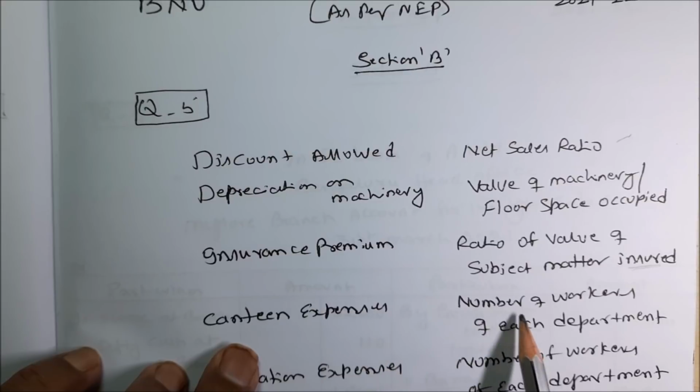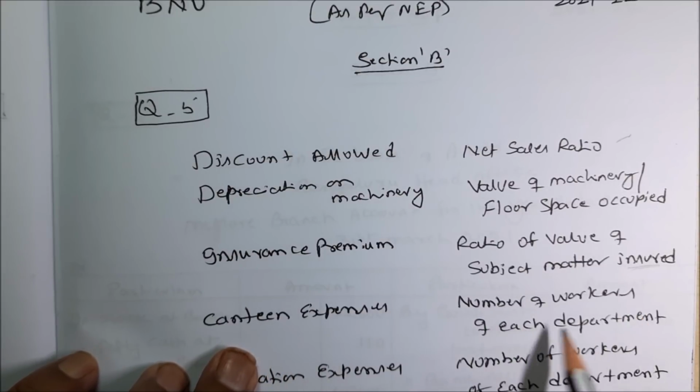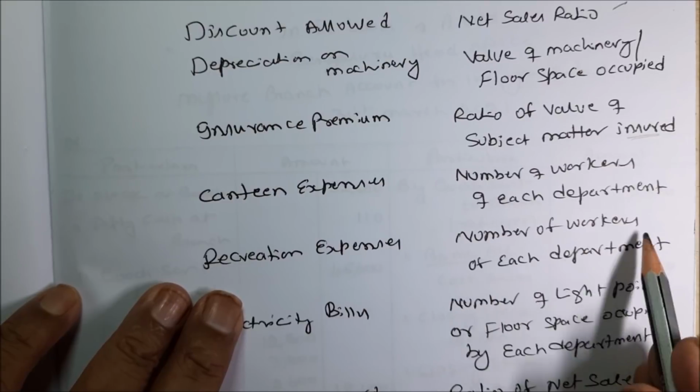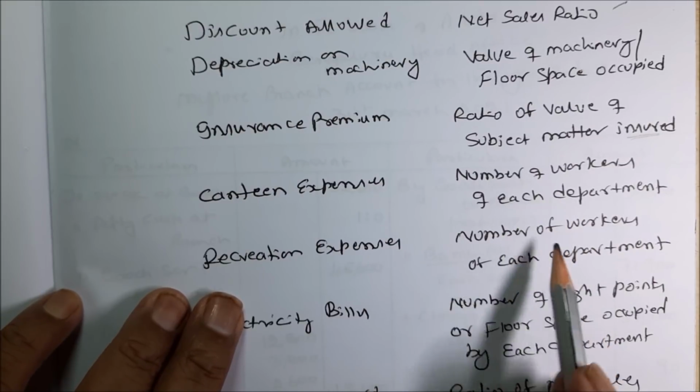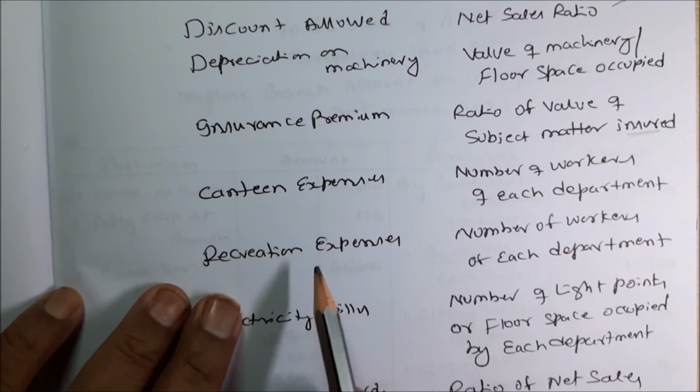Canteen expenses, number of workers of each department, because canteen expenses means you all go to the cafe, so the expenses will be divided on the number of persons. Here it is called number of workers of each department. Then recreation expenses, number of workers of each department, the same way, canteen or recreation. Recreation means refreshment.